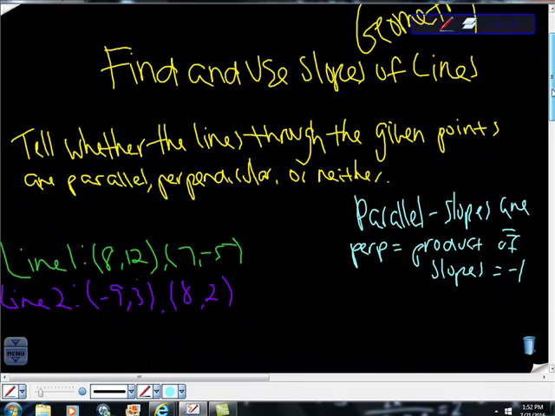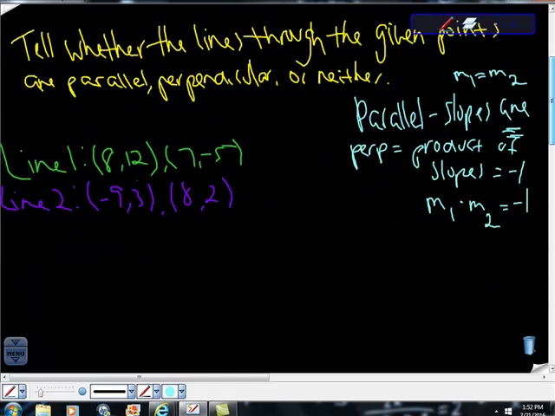Today we're going to be learning how to find and use slopes of lines. The first thing to know is if you want to see if lines are parallel, their slopes have to be equal. So the slope of one has to be equal to the slope of the second one. If you want to see if lines are perpendicular, the product of their slopes has to be equal to -1. So slope of one times the slope of the other has to equal -1.